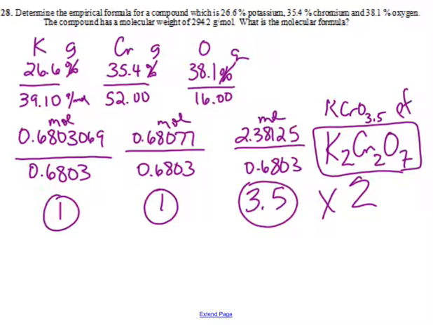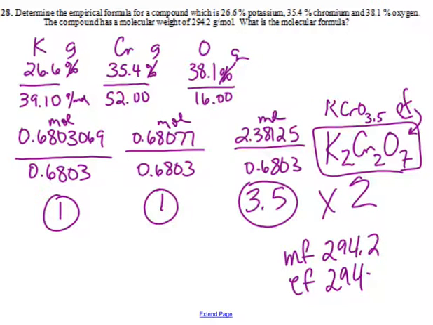So that is the empirical formula. Now the question they have is, what's the molecular formula? Well, we know the molecular formula's mass is 294.2. So we need to know the empirical formula's mass. We need to solve it. What is the empirical formula's mass? 294.2. So, are we done? Yeah, this is the empirical formula and the molecular formula because the mass came out to be the same.